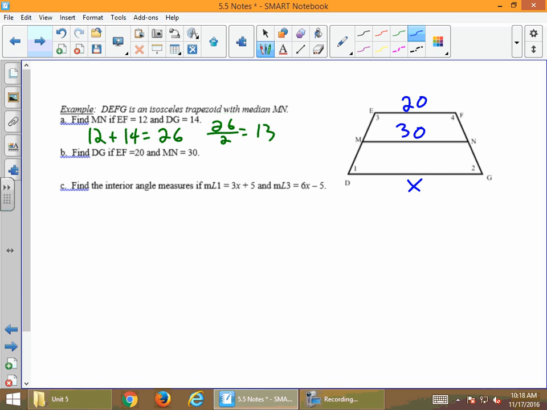Again, some of you with your big brains can look at this and say, I know what it's going to be. But let's set up an equation in case you don't know what it is. I'm doing the same thing. I'm going to add the bases and set them equal to that middle segment. Well, what are my two bases here? What are the two base values? 20 and 30 is not my base, though. 30 is my mid-segment. X. So I'm going to say 20 plus X is equal to my mid-segment of 30.